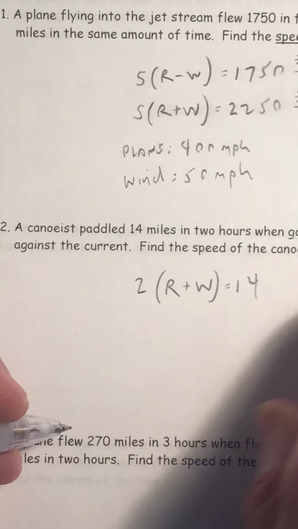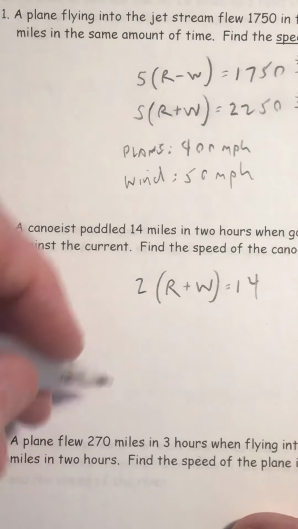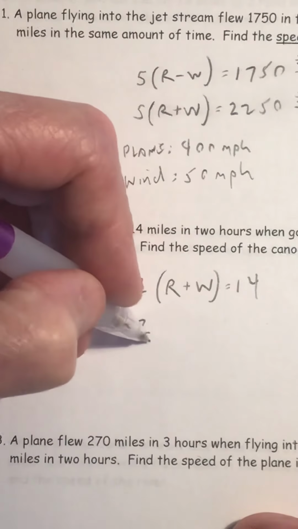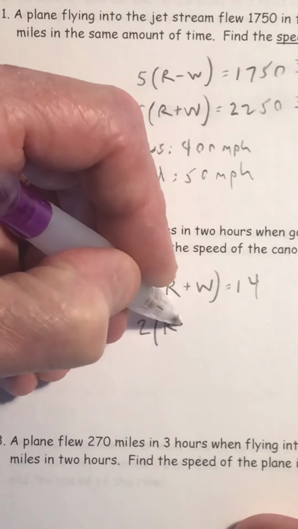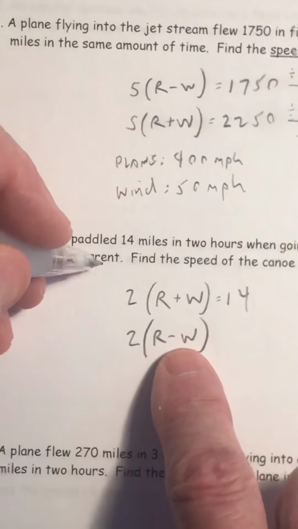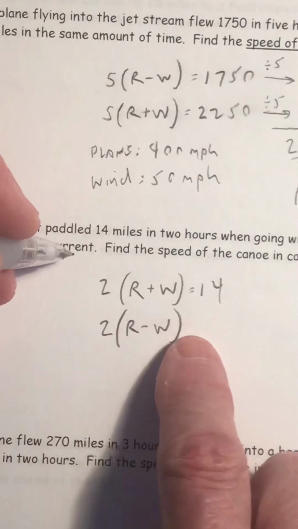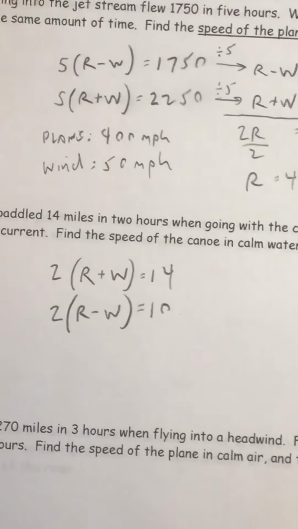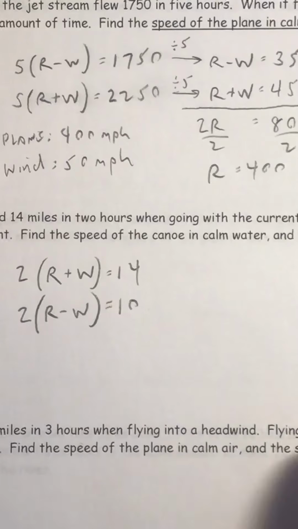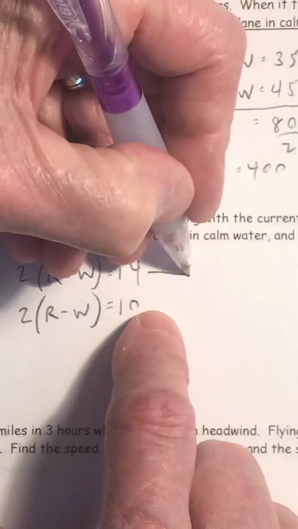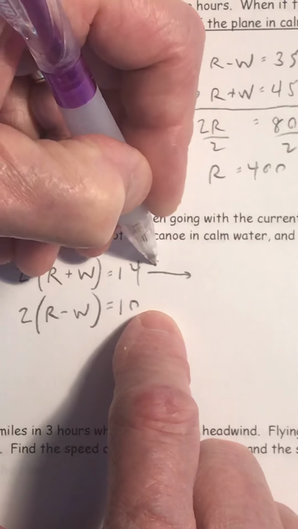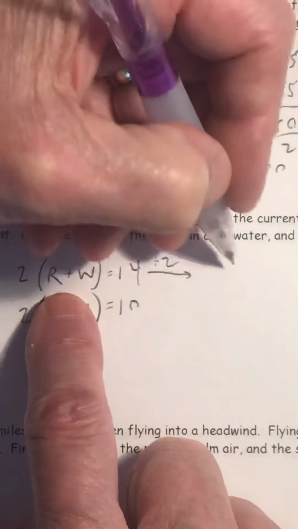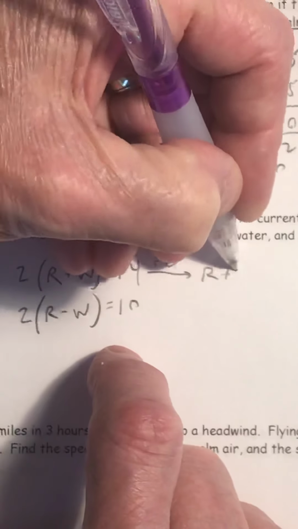Goes on to say over here, it also took 2 hours to go 10 miles against the current. So here's against the current speed, 2 hours time, only 10 miles. Now I'll proceed as in number 1. I'll divide both sides by 2. I'm dividing by 2, and that gets rid of the parentheses.